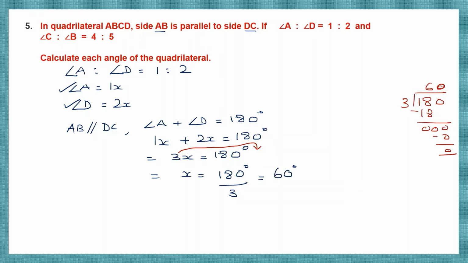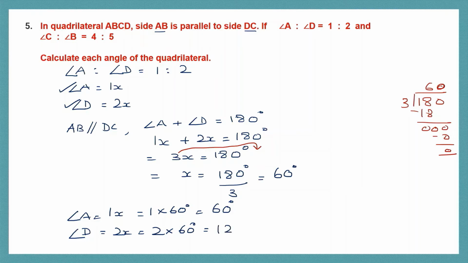Now, based on this, we can find angle A. Angle A is 1x, which is 1 into 60. So, that is 60 degrees. So, we have found the value of angle A to be 60 degrees. Now, angle D. Angle D is 2x, that is 2 into 60 degrees, which is 6 2s are 12, that is 120 degrees. We have found the value of angle A to be 60 and angle D to be 120.